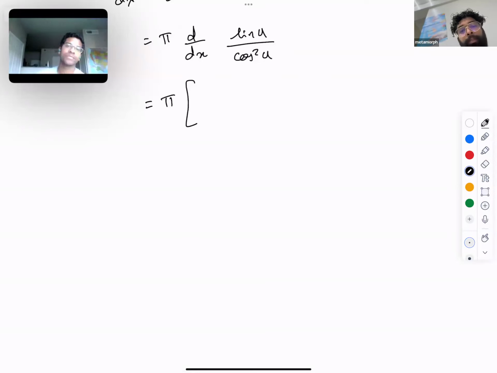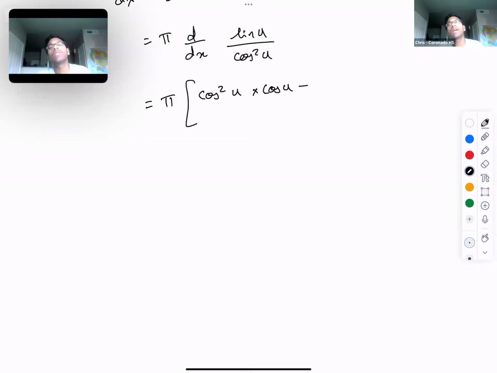Now, I'm going to use the quotient rule. So cos squared u times d by dx of sin u, which is cos u. And is there a minus sign here, or a plus sign? Quotient rule. Just check if it's minus. If I'm wrong, let me know. Minus sin u d by dx of cos squared u.